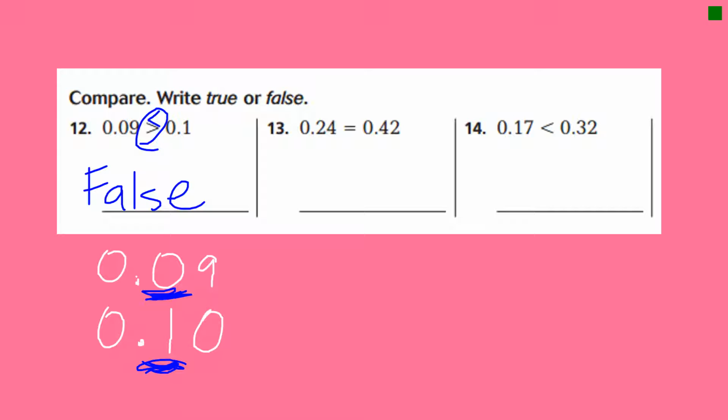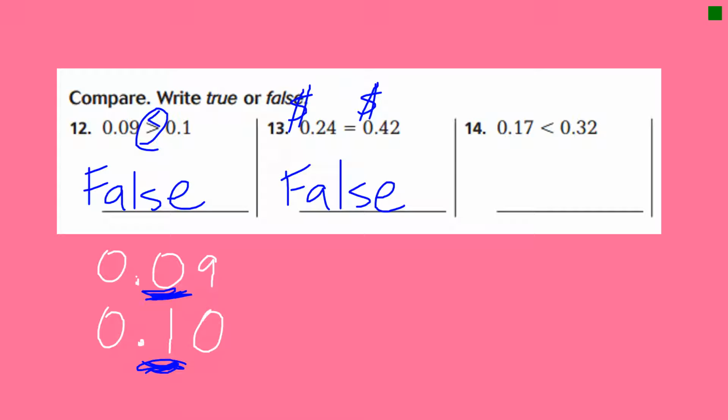All right, let's look at number 13. 24 hundredths equals 42 hundredths. Oh, they're just trying to trick you on this one, aren't they? So again, guys, think of this like money because 100 cents makes a dollar. Is 24 cents equal to 42 cents? That's the game show buzzer. False.